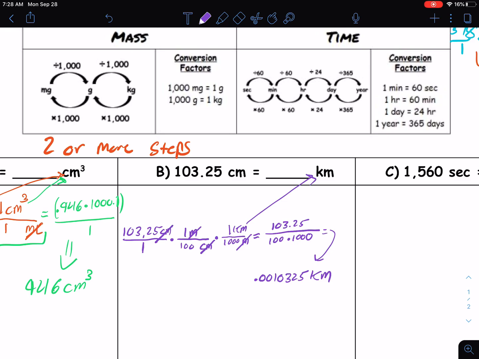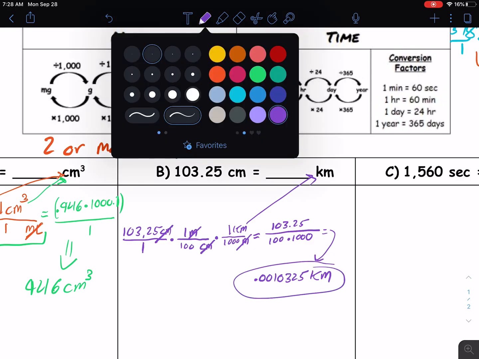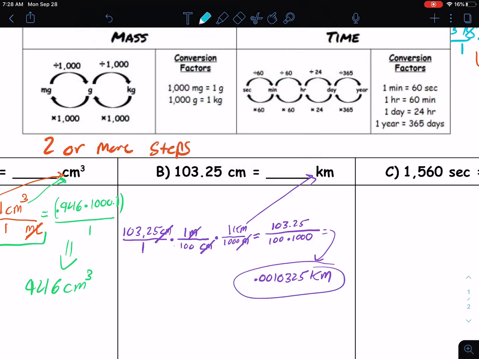kilometers. So you can see 103.25 centimeters is not that much of a kilometer. It is a very tiny number, but this would be your correct answer. And again, we had one step, two steps for the unit conversions. That would be a two-step unit conversion.